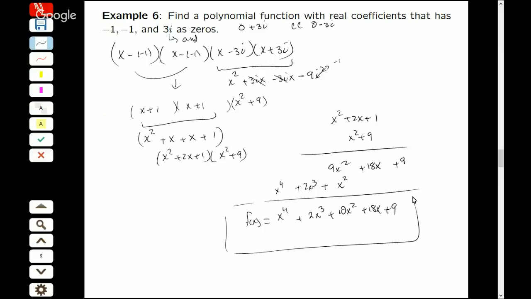Question? So you don't get the conjugate of the negative ones? No, just the complex numbers. So don't do the conjugates of the real numbers. They don't come that way.